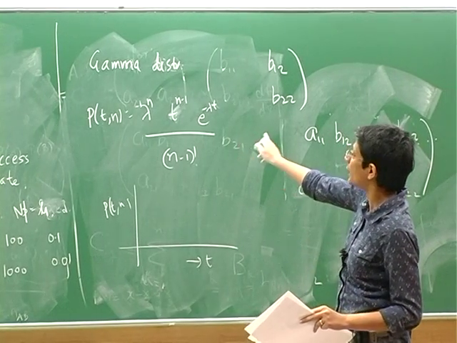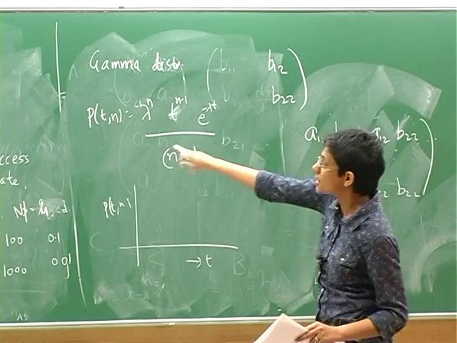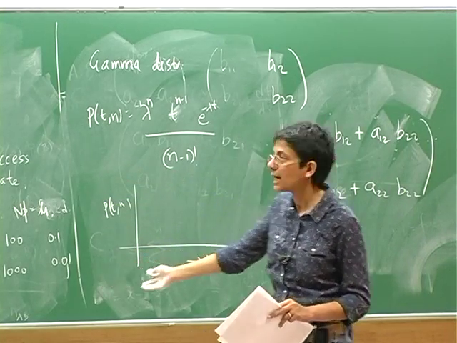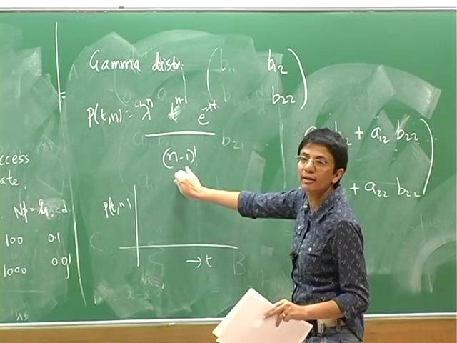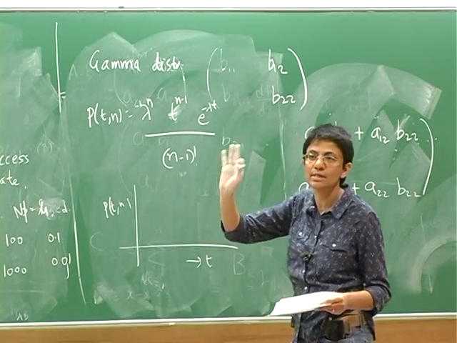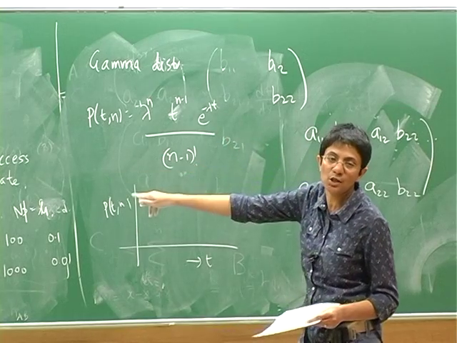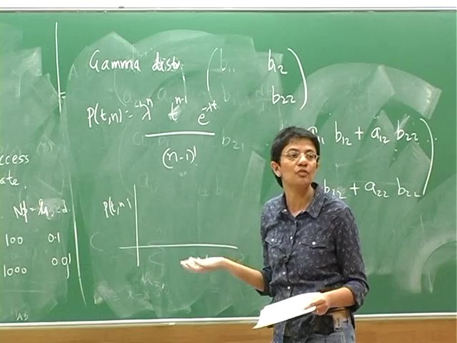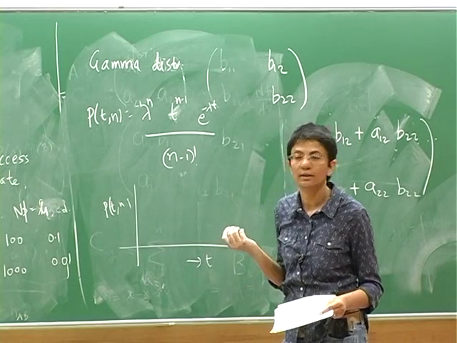It's lambda into e to the minus lambda t, which is the exponential distribution. It's a generalization of the exponential distribution. And the reason it's called the gamma distribution is simply because you can write this as a gamma function. Okay, so there's some reason for it, but it's basically a generalization of the exponential distribution. How does it look as a function of t for n equal to 1?